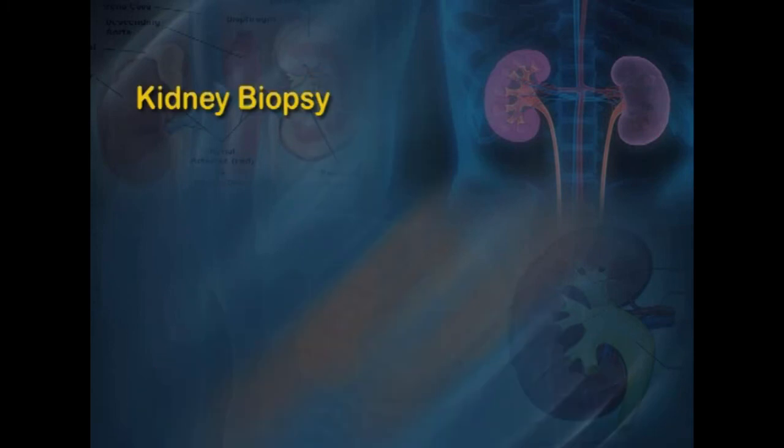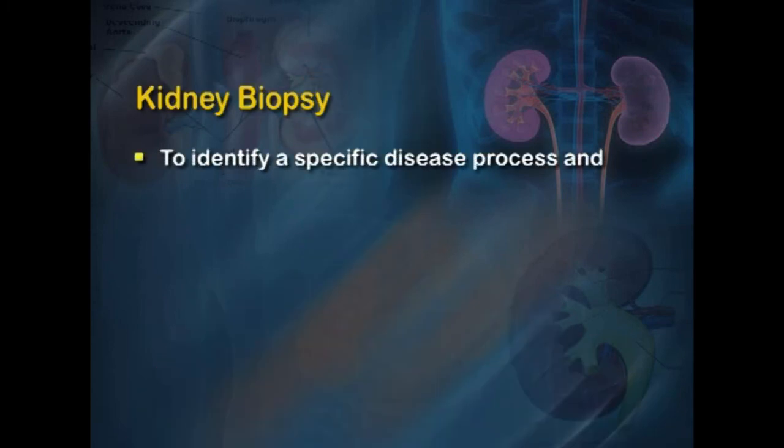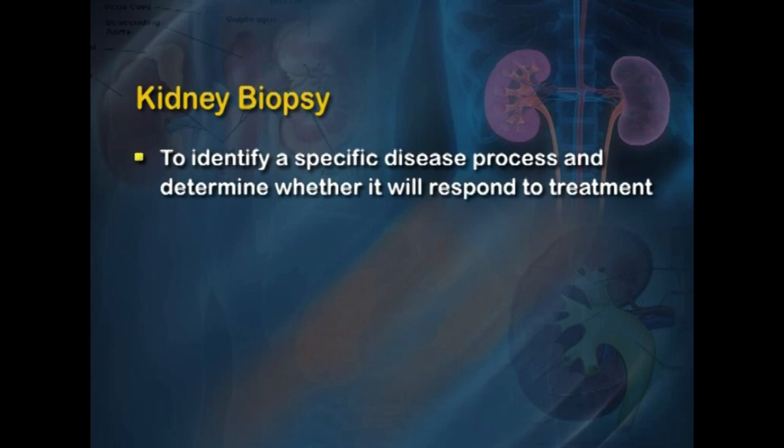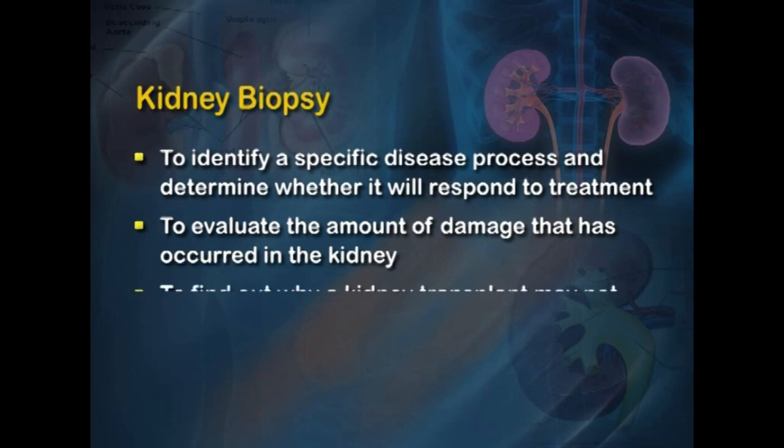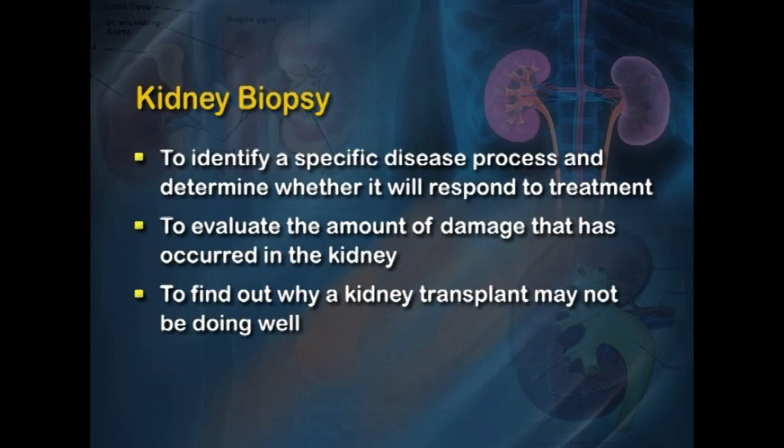Then kidney biopsy. Kidney biopsy again is very important, particularly when there are advanced diseases of the kidney. It is done generally to identify a specific disease process and determine whether it will respond to a treatment. It also helps to evaluate the amount of damage that has occurred to the kidney and to find out why a kidney transplant may not be doing well. Now this is particularly important in kidney transplant cases.